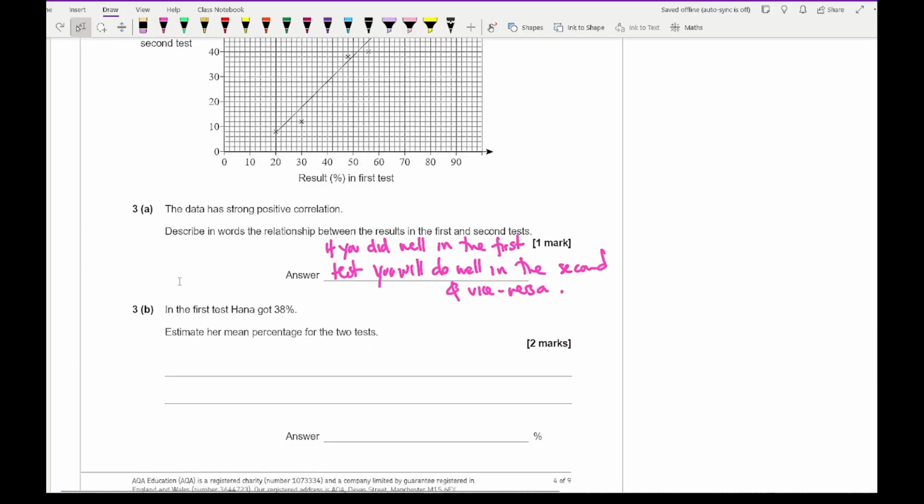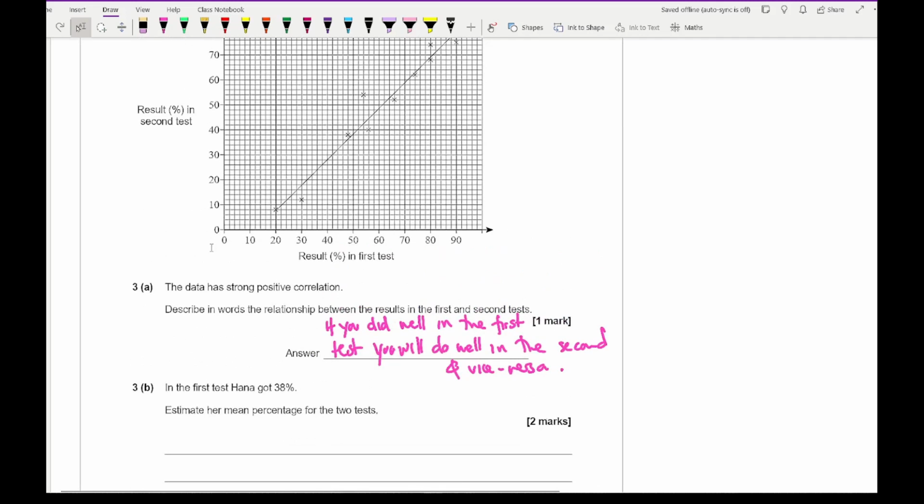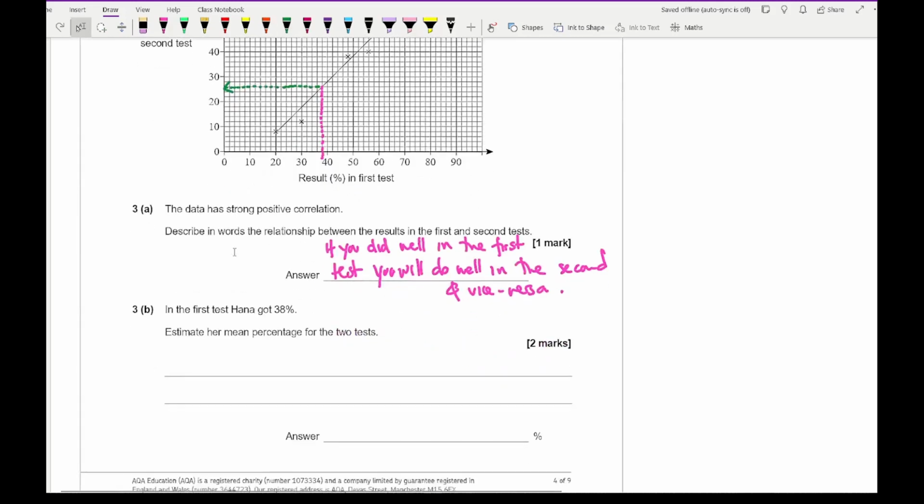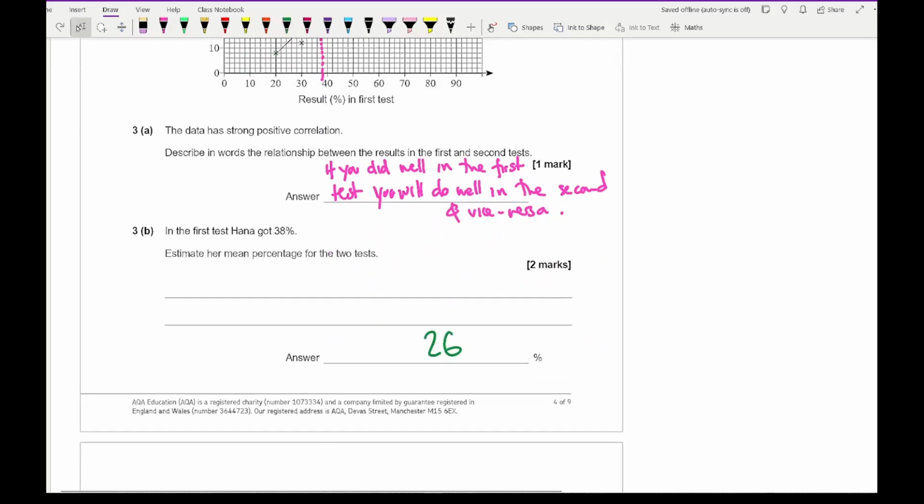Question 3b says that in the first test Hannah got 38%. Estimate her mean percentage in the second test. So all you need to do here is find 38 on the x-axis, or the bottom of the horizontal axis. So 38 is around about here. Now you want to physically draw a line on your diagram, or mark it on your diagram, and then once it hits your line of best fit, you then want to project across. It doesn't have to be in a different colour, but you're looking around about 26. So that's the answer we're going to write here, so around about 26%.